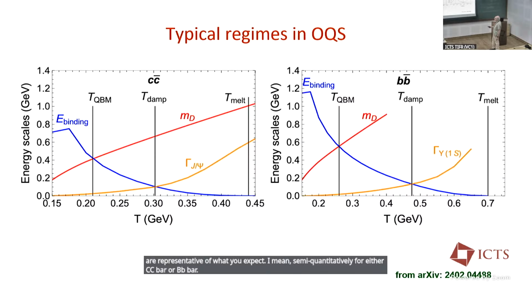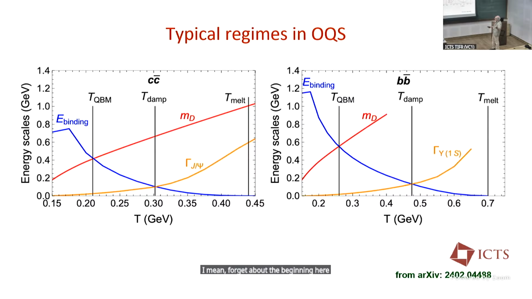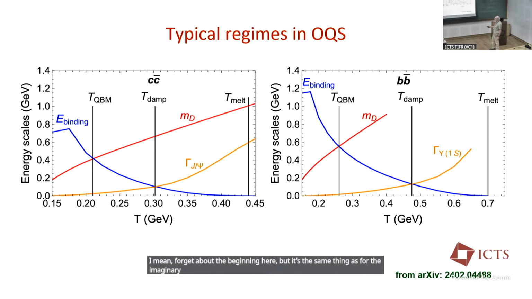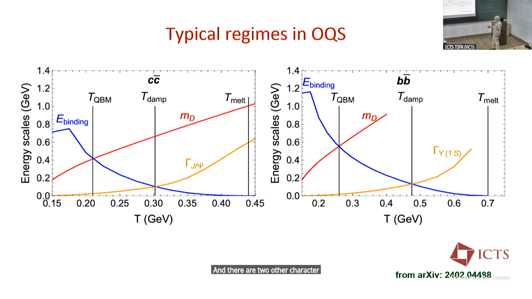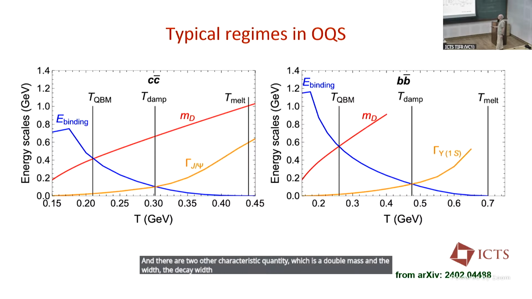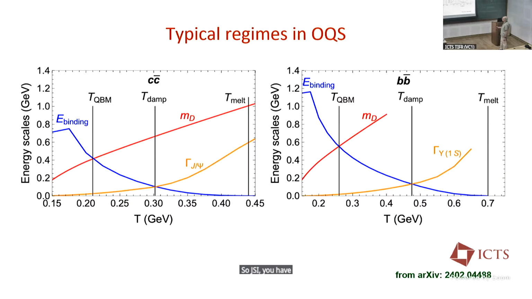This is the binding energy of a CC bar pair. Forget about the beginning here, it's the same thing as for the imaginary part. The physics below 180 MeV is probably not very precise. But the binding energy, of course, decreases as a function of temperature. There are two other characteristic quantities: the D meson mass and the decay width of the J/psi. Depending on where you cross the binding energy with the D meson mass or the J/psi width, you have a different temperature which characterizes the regime of open quantum system you are in.